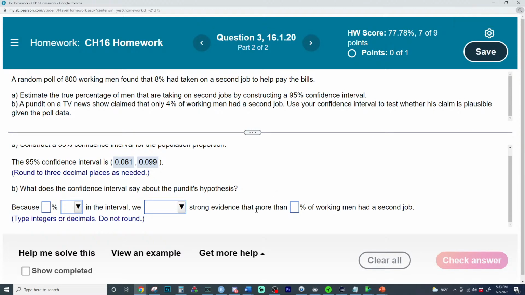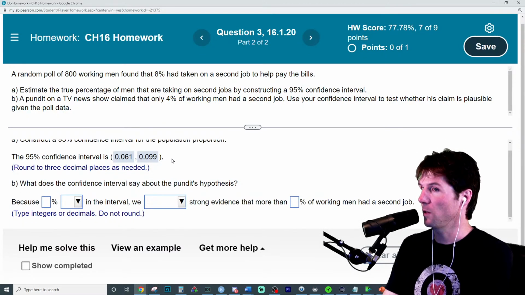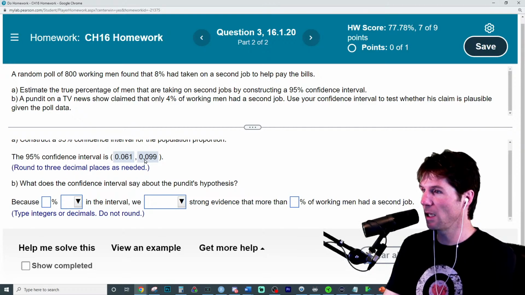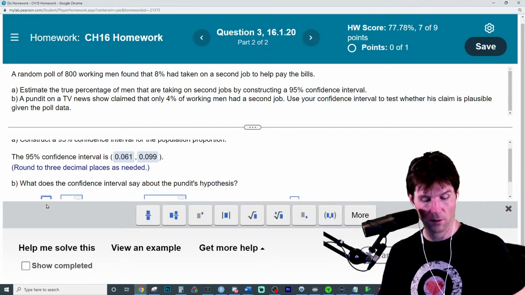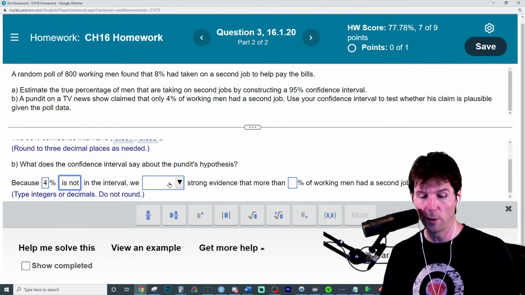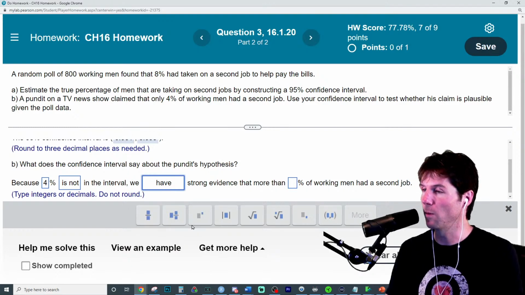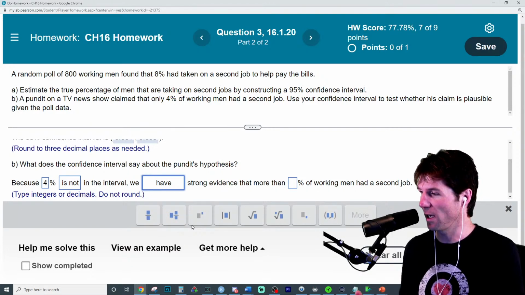What does the confidence interval say about the pundit's claim? Well, the pundit thinks 4%. Now, this is a really great question because it's directly from how we do some test questions. You are 95% confident the true proportion of people who have a second job is contained in the interval 6.1% to 9.9%. So because 4%, their claim, is not in the interval, we will reject it. We have strong evidence, so we're going to reject it. Remember, if we reject things, we have evidence against the claim.